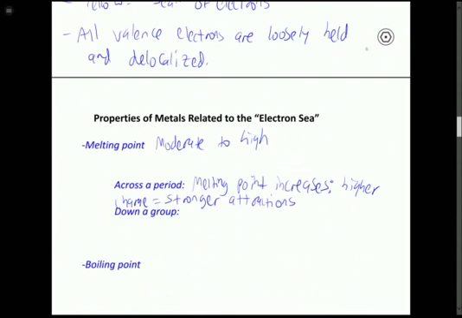Alright. And then as we move down a group, so as we go from the top to the bottom of the periodic table, within a given column of metals, the melting point decreases. So it's the opposite trend. And the reason for that is because we have larger metal ions. As we go, remember the trend for atomic radius, as we go down a group, the atomic radius increases.